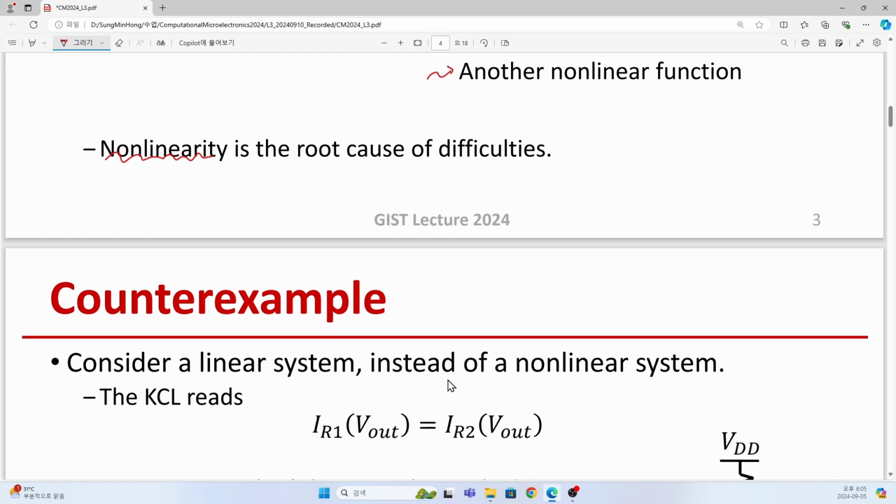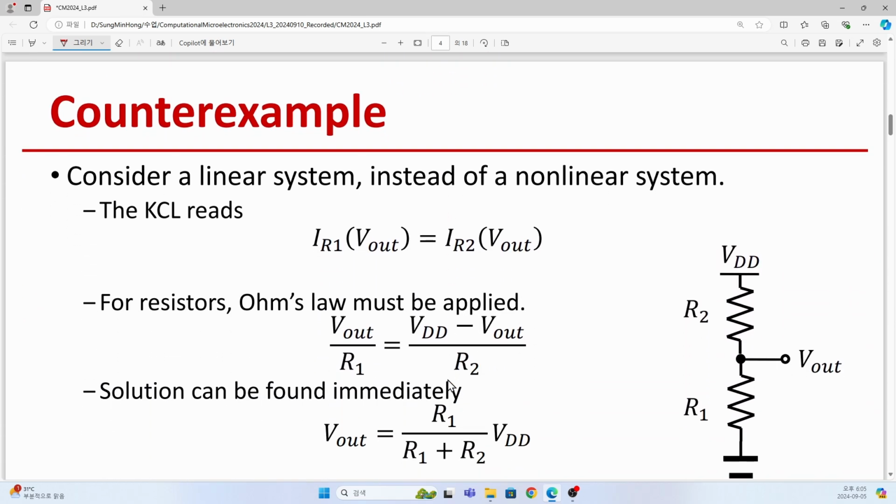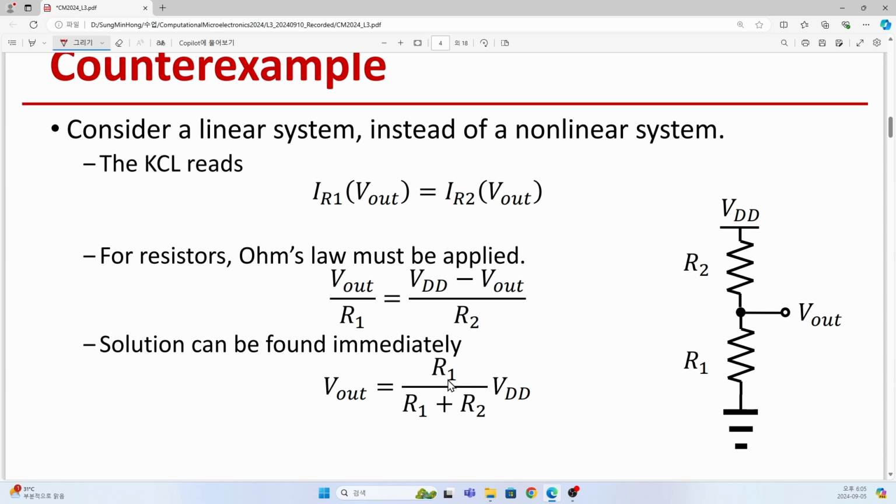Yes. So I want to make a counter example. Instead of a nonlinear electronic element, please consider a linear system. Here, instead of a MOSFET, which is intrinsically nonlinear, we introduce two resistors, and they are really linear. Even in this case, our KCL reads exactly the same as before. In this case, we have non-zero values just to balance between the R1 current and the R2 current.